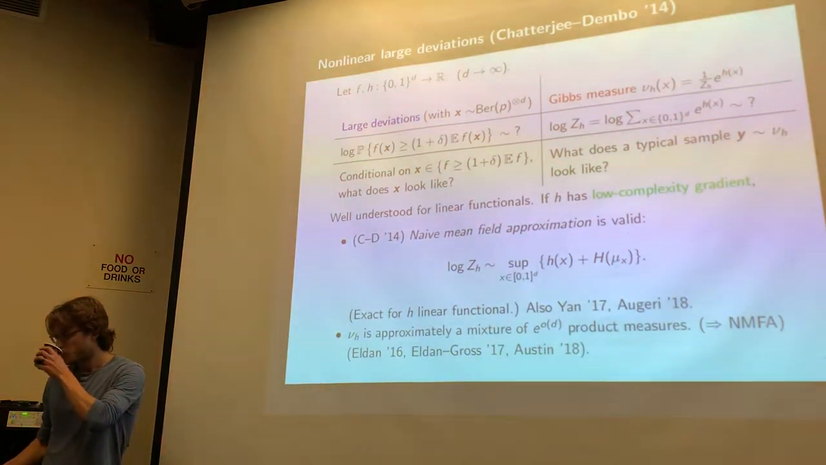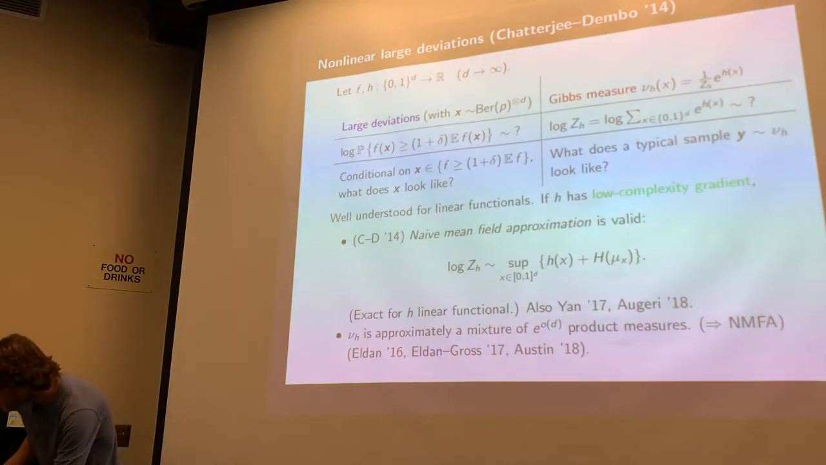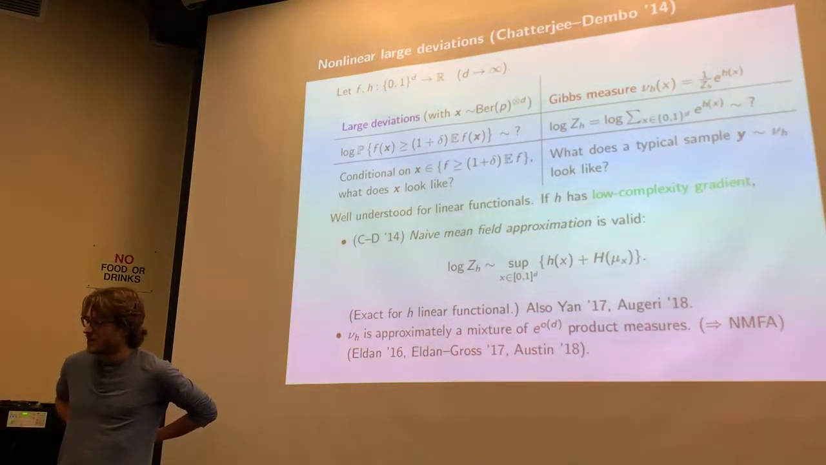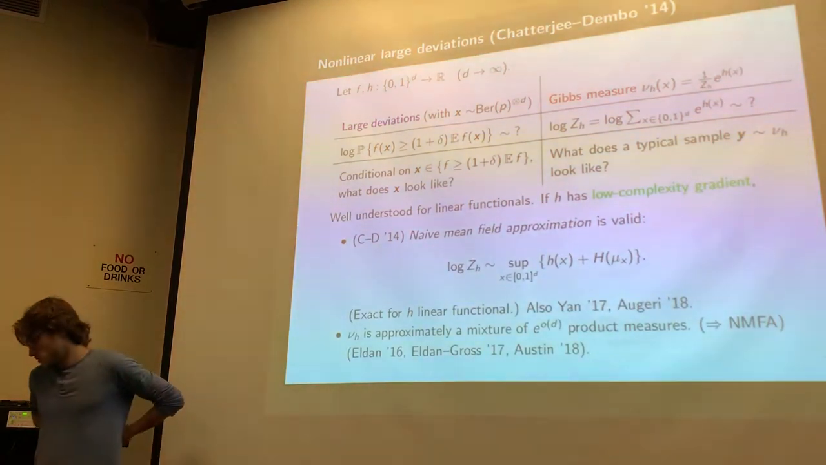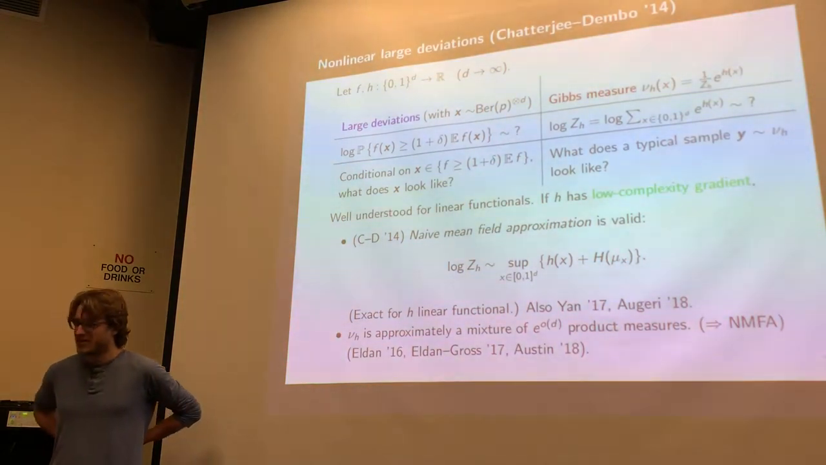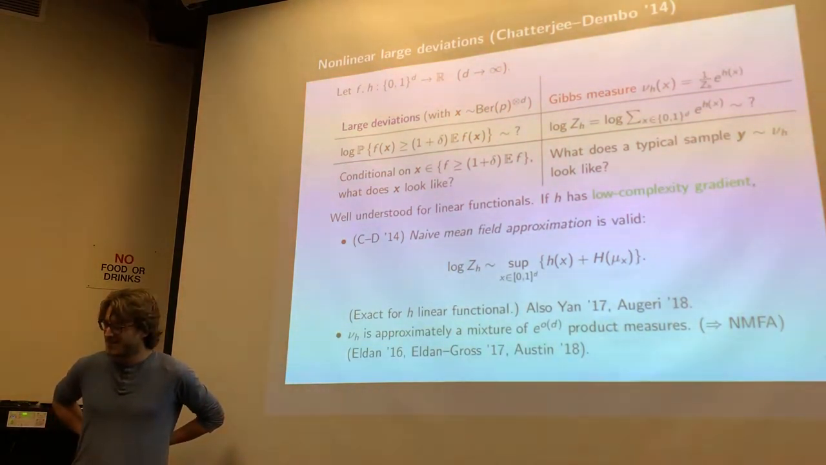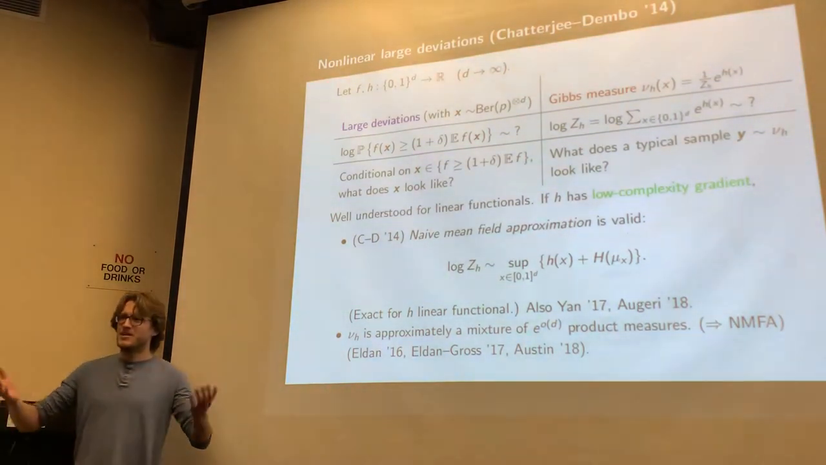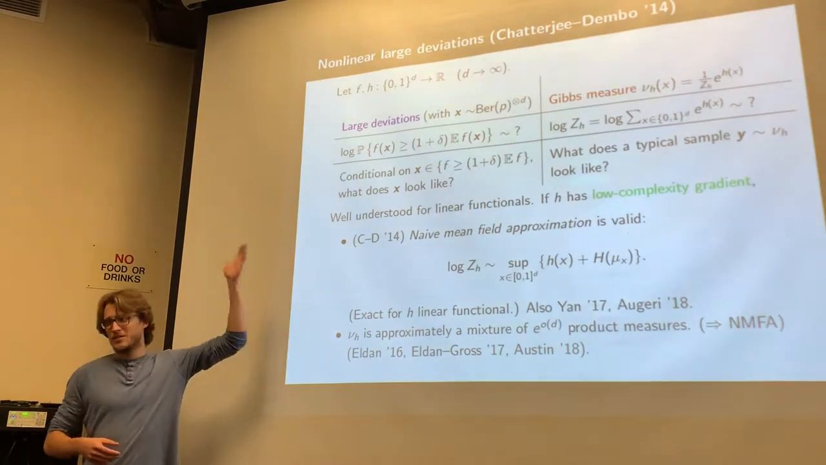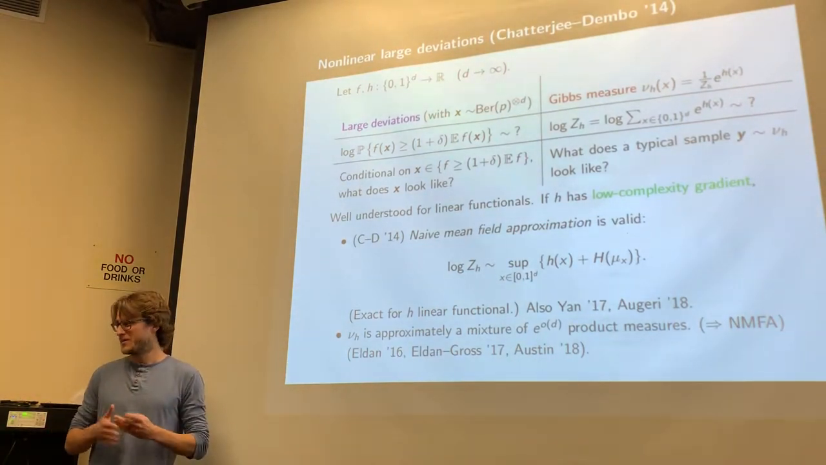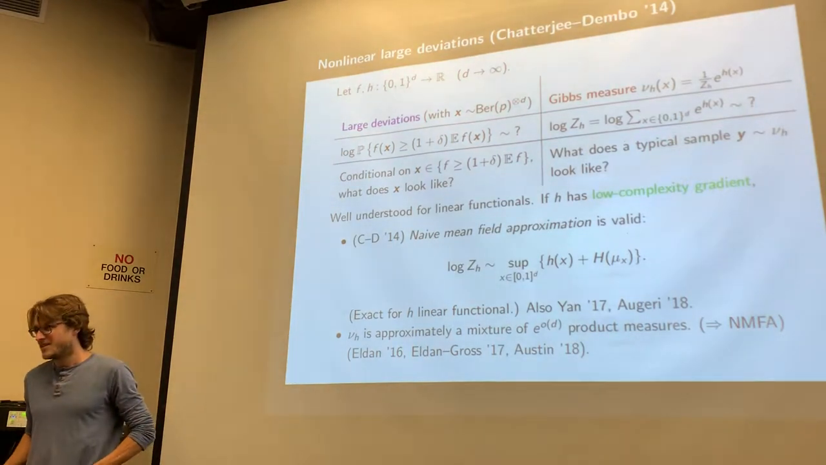So if H is a random polynomial, it won't be true. If H is a random polynomial, then it won't be low complexity. Because otherwise spin glasses would fall into that. Yeah, spin glasses do not fall here. Yeah, so there's a lot more; perhaps nonlinear large deviations is too broad a title, because a lot of things a lot of people care about are also nonlinear.